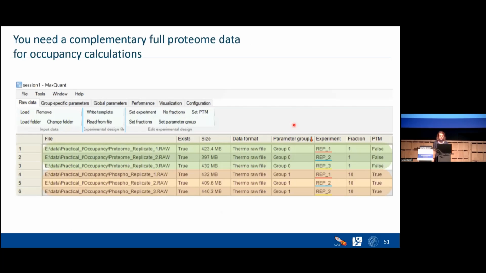We really need to have a full proteome data set for occupancy calculation as well. So here we see that the upper one has group 0. And for PTM, it was defined as none because this was not enriched. This was just a regular proteomics experiment. The second one is group 1, and this was enriched for phosphorylation. Here we also added on the PTM level which one is phosphorylated, which one is PTMs. And it's also important to have these experiment names to calculate occupancy.